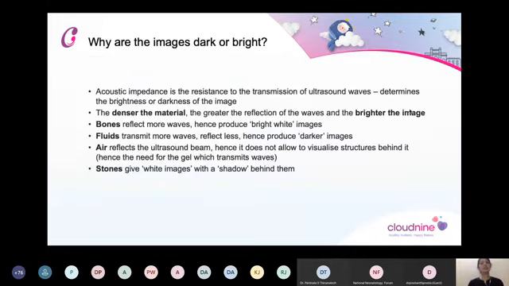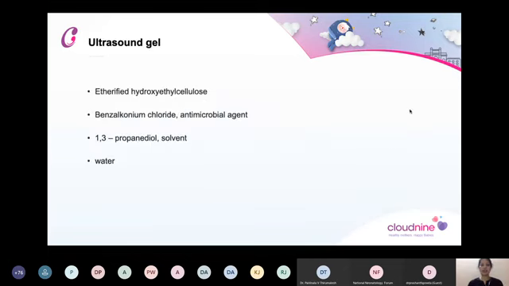So acoustic impedance is what determines the brightness or darkness of the image. The denser the material, the brighter the image. So bones appear whiter and fluids appear darker. Air tends to reflect the ultrasound beam, hence it does not allow visualization of structures behind it.